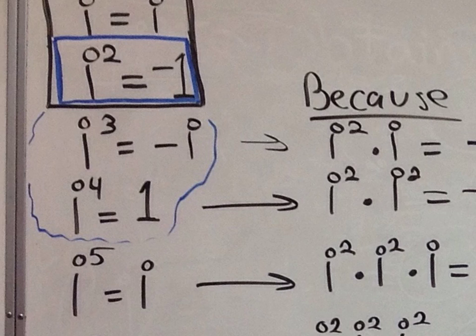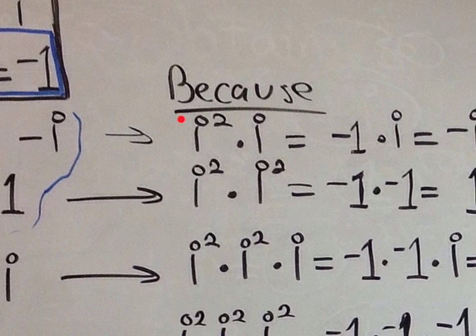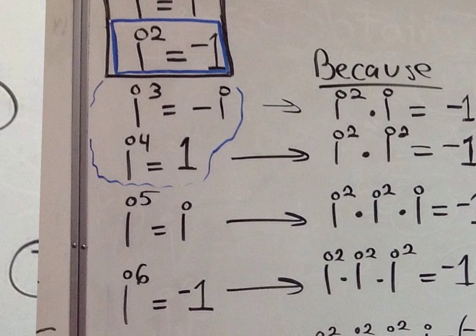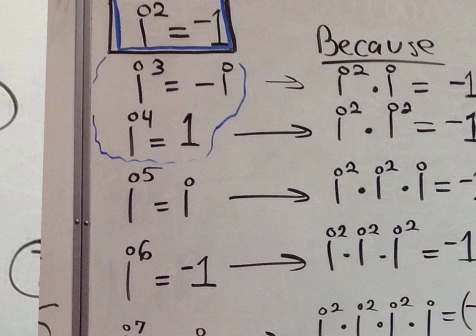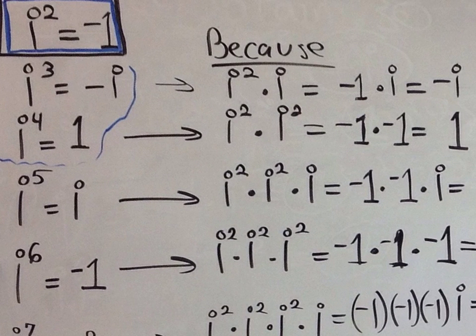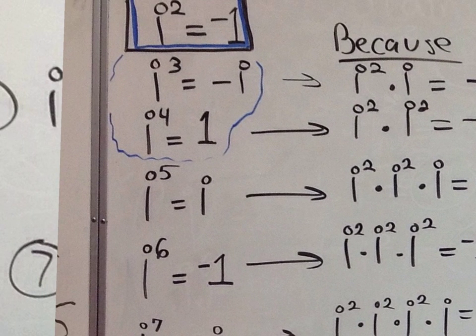Now the reason, like if I ask you why is i to the third negative i? Well, because i to the third is really i squared times i. And that's what I show over here, i squared times i. And we already know that i squared is negative 1, and i is just i, and negative 1 times i is just negative i. i to the fourth is really i squared times i squared, and we know that i squared is negative 1, and i squared is negative 1, so that's really, if you look over here, negative 1 times negative 1, which is positive 1.